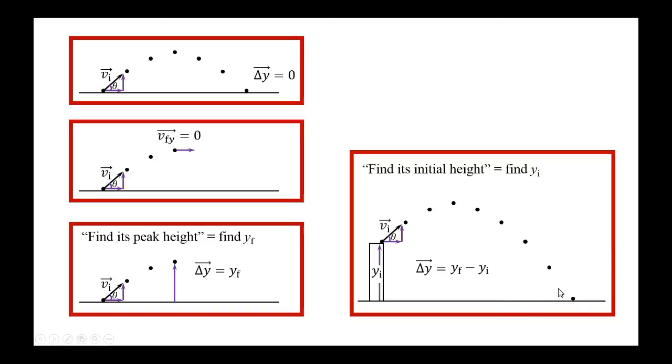How do you get y initial from delta y? Well, the final position is what? It's 0 because we're 0 meters off the ground. So if you take the negative of both sides, multiply both sides by -1, you get this. And after you calculate delta y from an acceleration equation, you can then just take the negative of delta y, and that will give you the initial height.